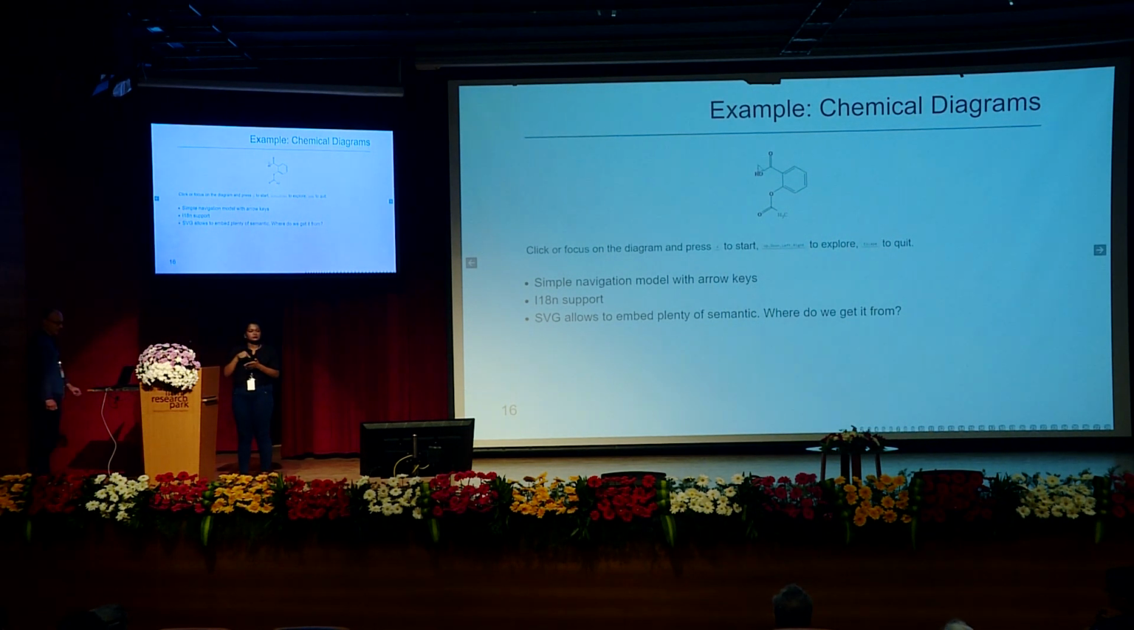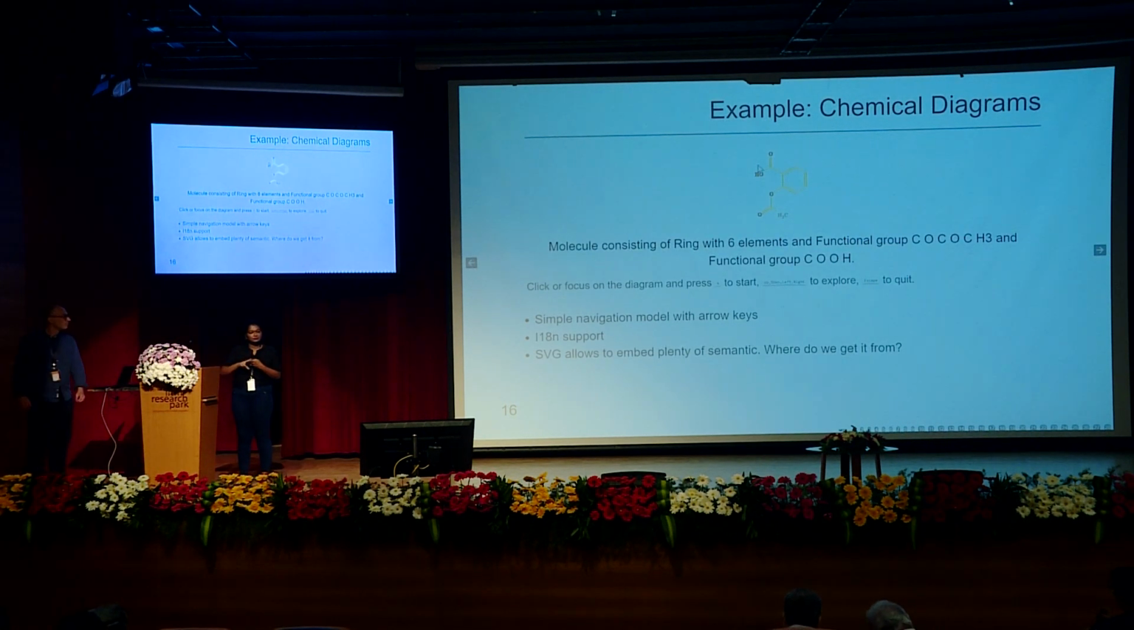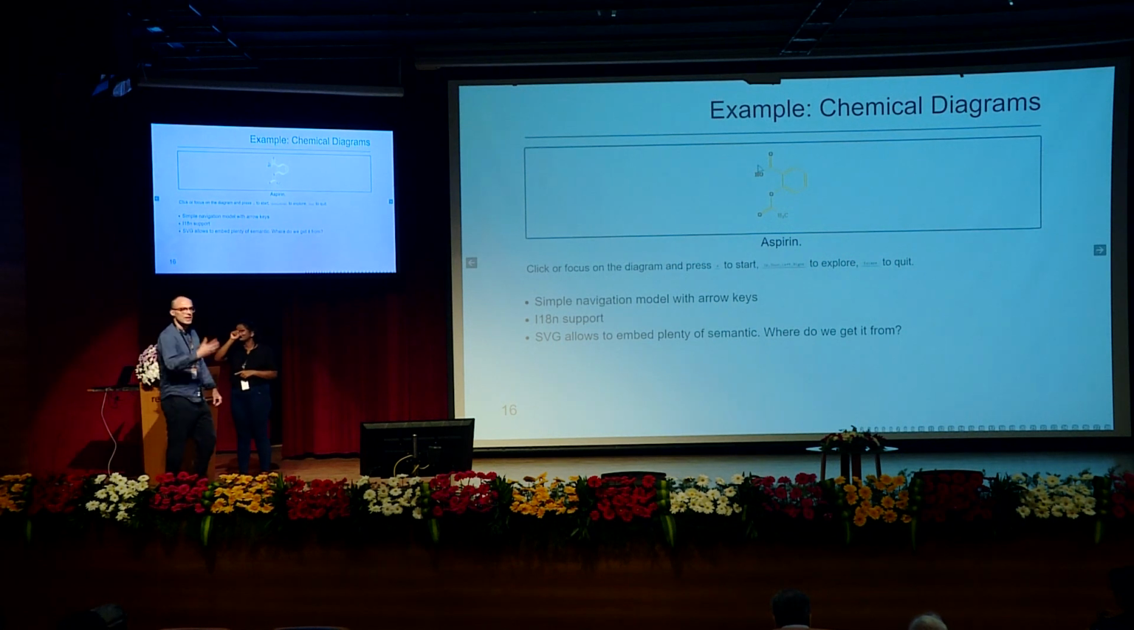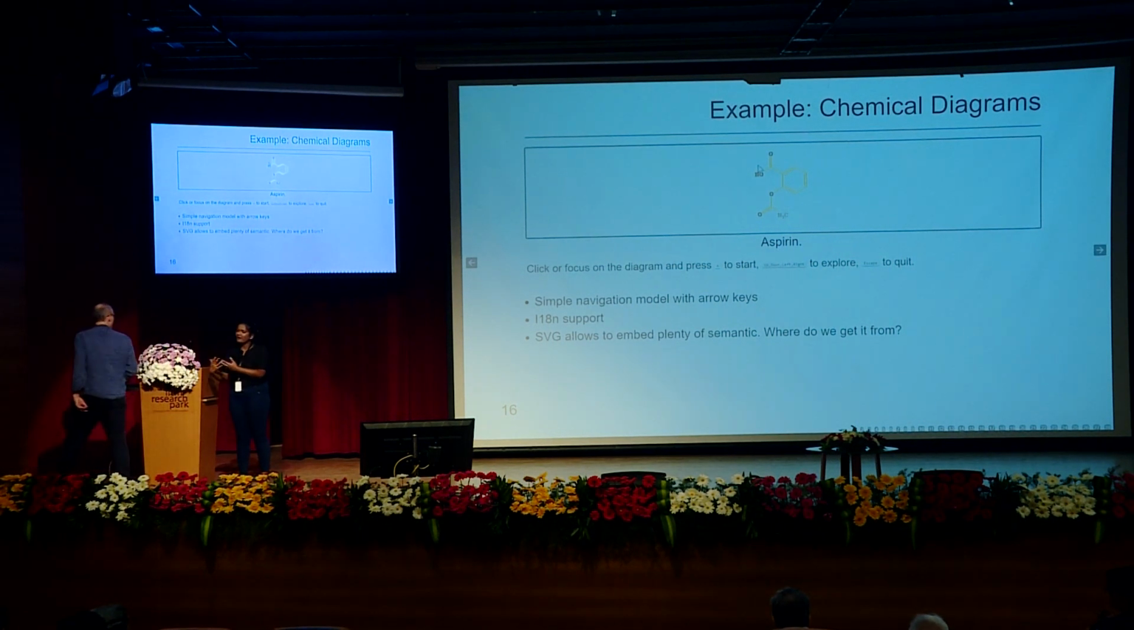And that's a chemical diagram. And let's just have this talk to you. Molecule consisting of ring with 6 elements and functional group COCOCH3 and functional group COOH. Aspirin. It's actually aspirin, right? So at first it told you what the entire molecule was, and then you can actually also get a name for it, right? And what this is in here, that's an SVG.